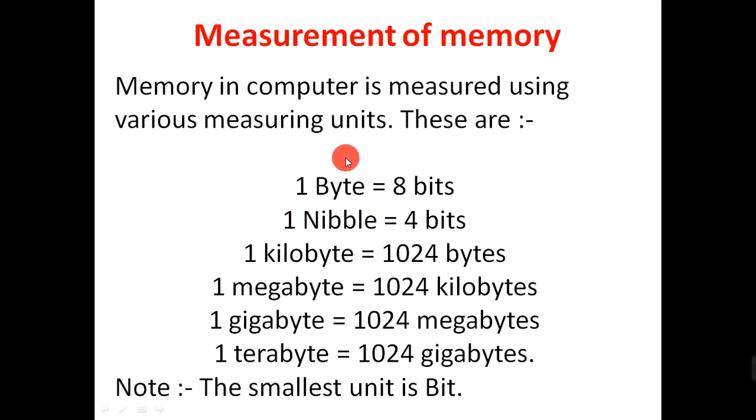You can see here, 1 nibble equals to 4 bits, and after this 1 byte equal to 8 bits, and after that 1024 bytes make 1 kilobyte. 1024 kilobyte makes 1 megabyte. So in short form, we also say these units as kilobyte as KB, megabyte as MB, gigabyte as GB.